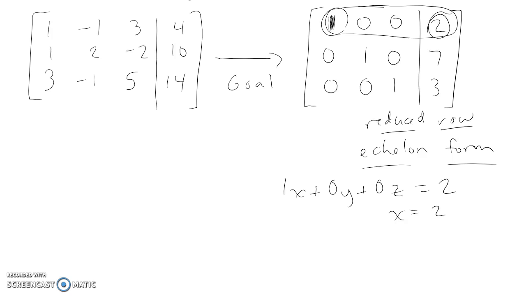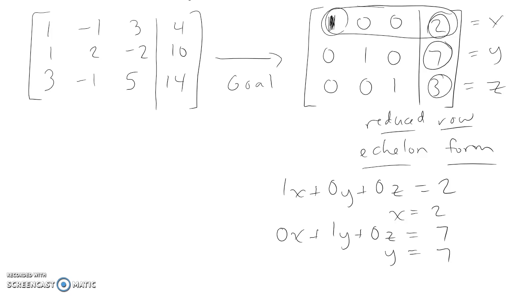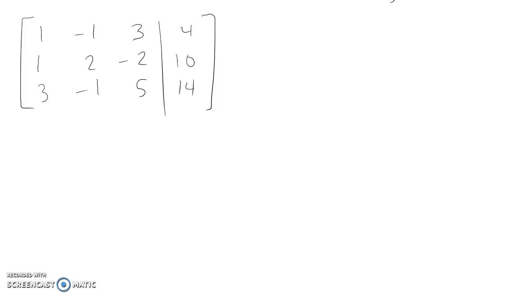Now the second row says that 0x plus 1y plus 0z equals 7. Simplifying that gives us y equals 7. So the second value is y. So this is x, this is y, and similarly, for the same reason, 3 is z. Now that we know what we're headed for, let's do it.